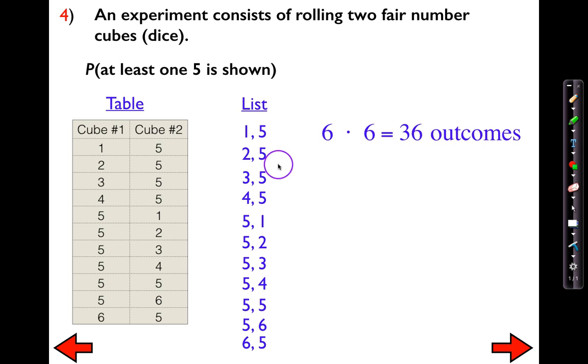Now, of those 36, how many of them actually had 5 show up at least once? Well, let's count. 1, 2, 3, 4, 5, 6, 7, 8, 9, 10, 11. So I would say it's 11 out of 36.